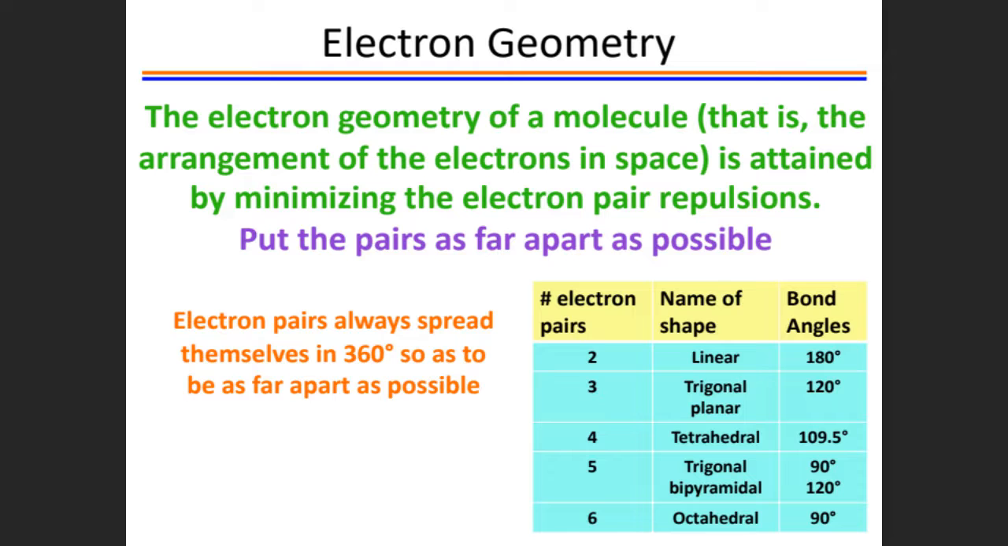So let's go back. That's why we do the 360-degree rotation, so that we can keep the electron groups as far apart as we can to avoid repulsion, because they interfere with stability.